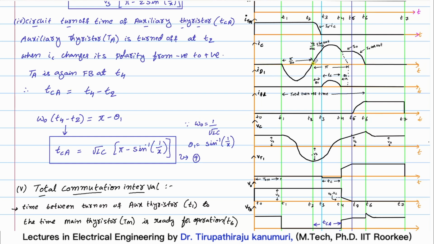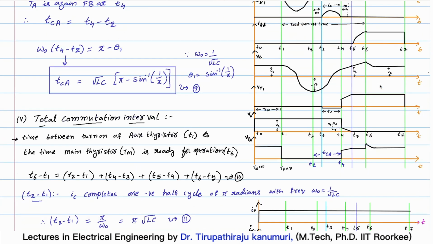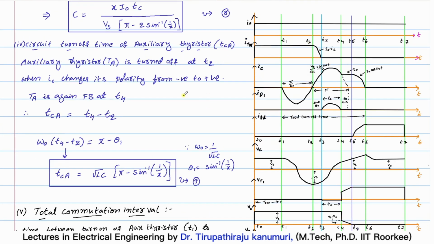Up to which instant will it be in reverse bias or turn-off condition? It will be in the turn-off condition until the voltage across this auxiliary thyristor becomes positive. That happens at the instant t is equal to T4, when the output voltage will decrease, or the voltage across the auxiliary thyristor will increase. That means the auxiliary thyristor is turned off from T2 to T4, and that much duration we have to calculate. So it is for a duration of T4 minus T2.